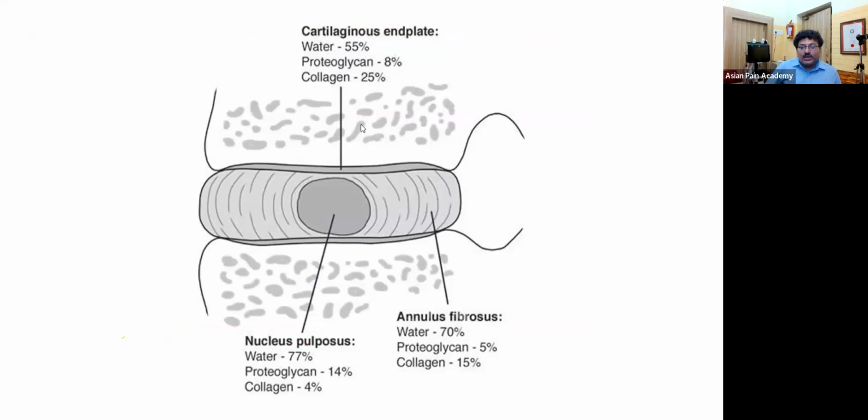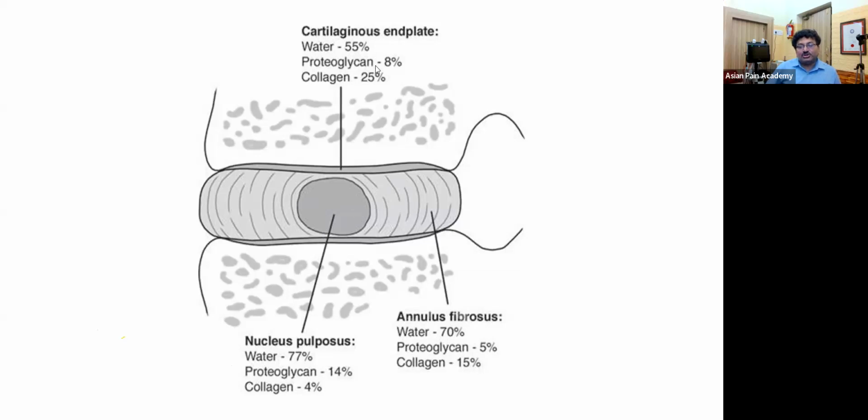As we go from this cartilaginous end plate to the annulus, water content increases to 70%, proteoglycan 5%, collagen 15%. As we come even inside the nucleus, water content is maximum, 77%, proteoglycan 14% and collagen 4%. So there is more water in the nucleus and comparatively less in the annulus, and in the end plate it is minimum.